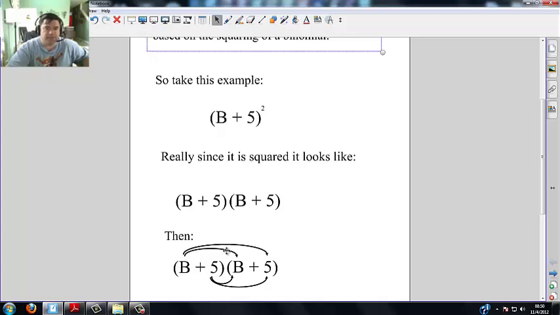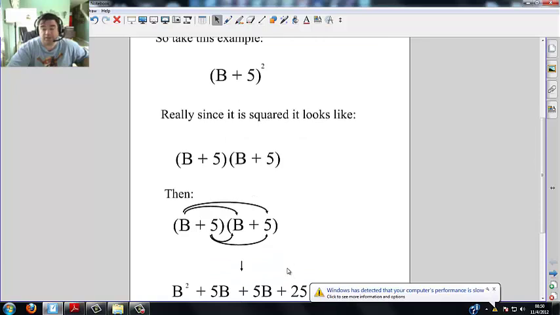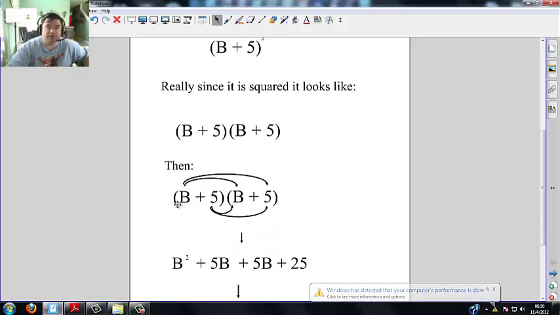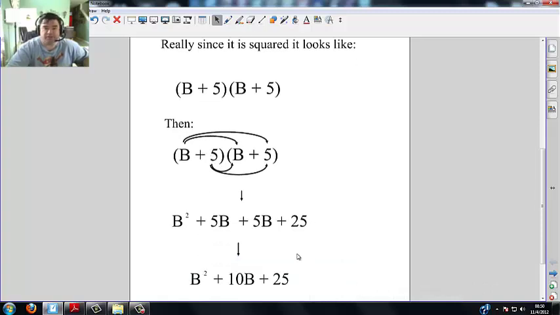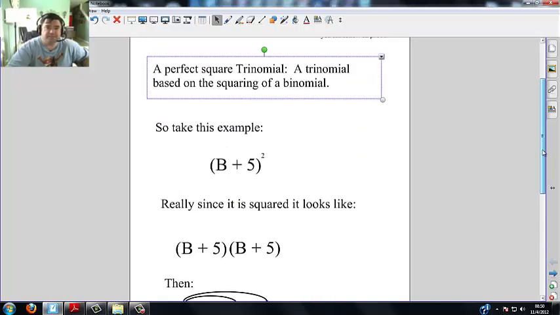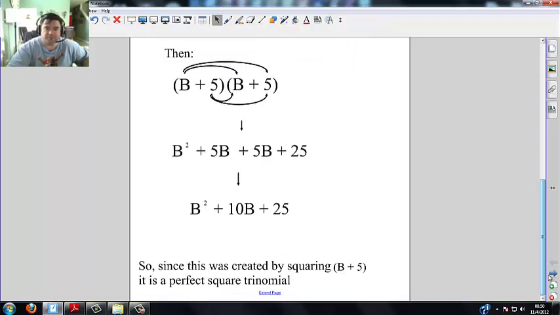Now if you remember, b times b and b times 5, and 5 times b and 5 times 5. So b times b is b squared, b times 5 is 5b, 5 times b is 5b, and 5 times 5 is 25. Now the only thing we have to do after that is combine this and this to make 10b. Notice that is the answer now, b squared plus 10b plus 25. Again, we had a binomial that was squared, turned into a trinomial. Since it was created by squaring b plus 5, it is a perfect square trinomial.